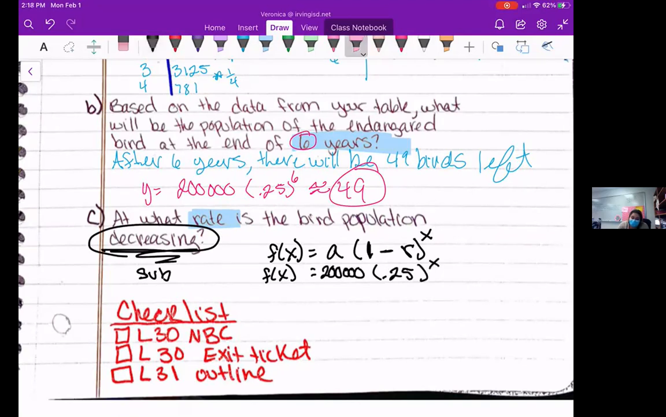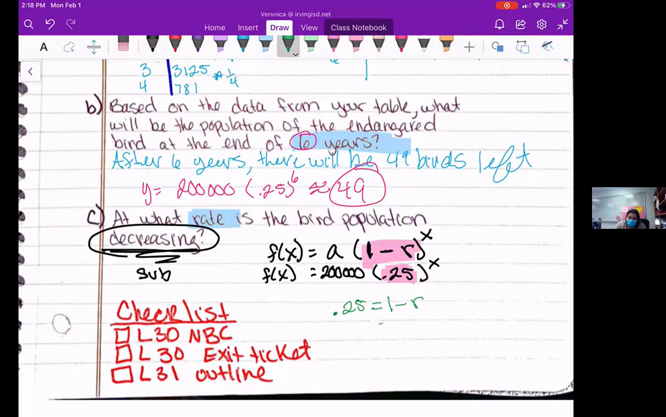So we can see here that this 0.25 came from somewhere. Where did it come from? It came from 1 minus r. So if I want to figure out the rate, all I have to do is have 0.25 equals 1 minus r. Right? That's where your factor comes from. Your factor comes from inside the parentheses. Inside the parentheses is 1 minus r. All I know is that that came out to my factor, which is 0.25.